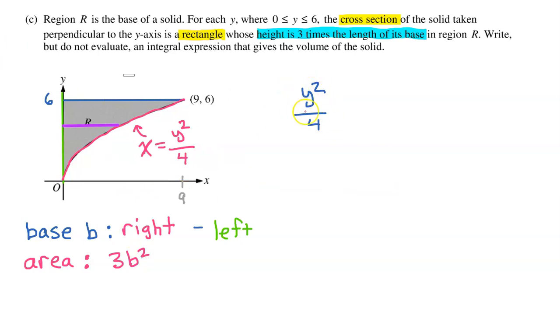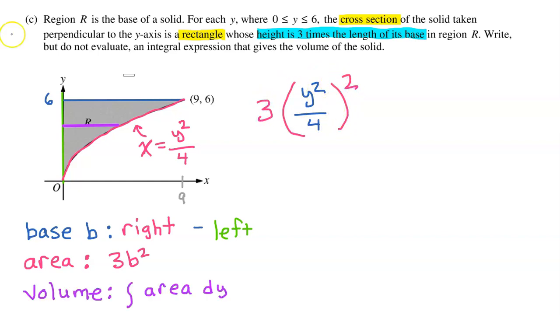In step 1, we wrote an expression for the length of the base of a single slice. But now we need to transform this into an expression for the area of a single slice. We know that the area will be 3b squared. So I can turn this into an area expression by writing 3b squared.